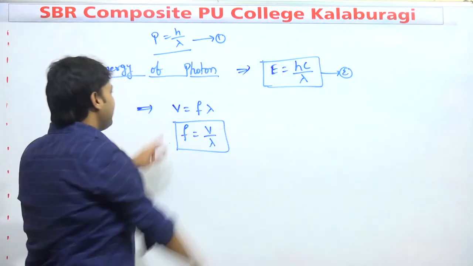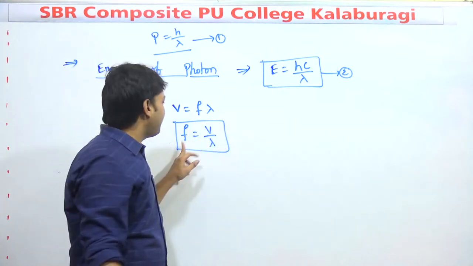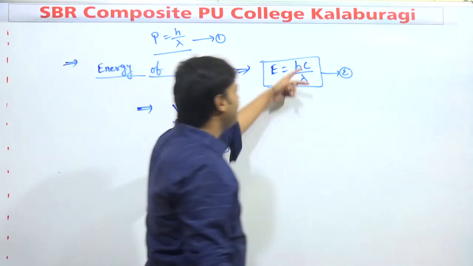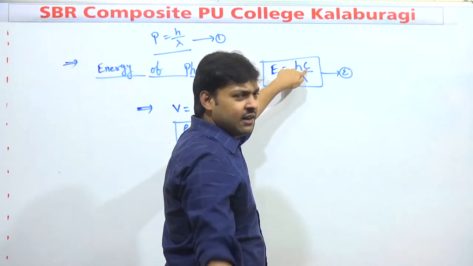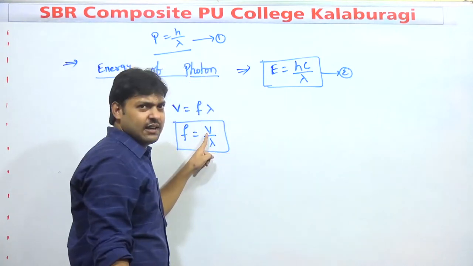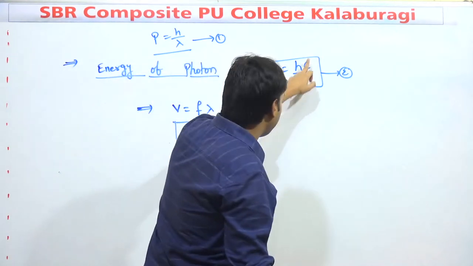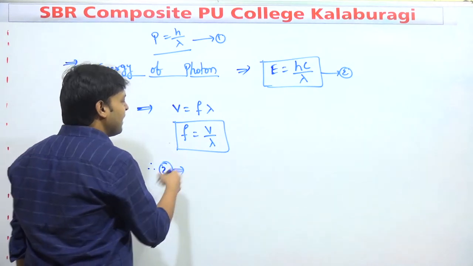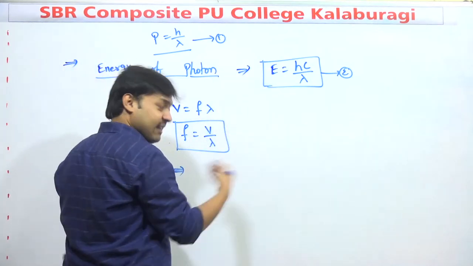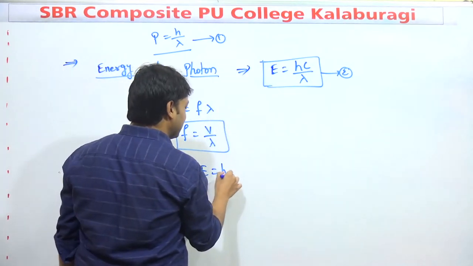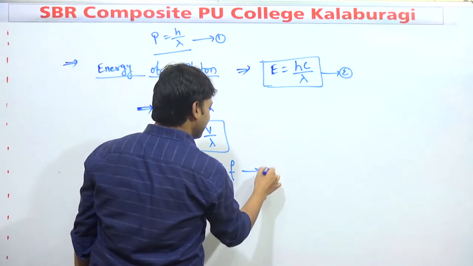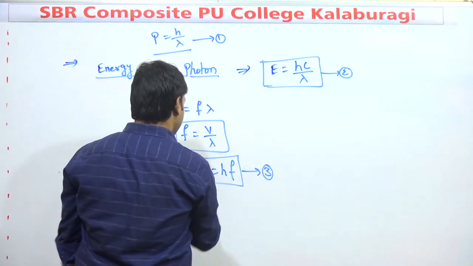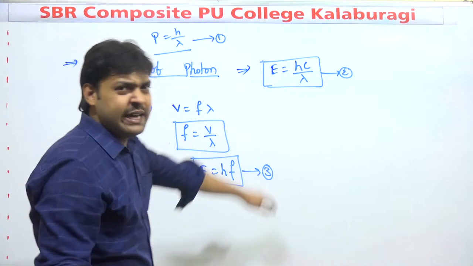Now v equals f lambda, we know that. So f equals v by lambda. So instead of this, c is what? Speed again, which is equal to v. Right? So v by lambda I can write as frequency. So therefore, the second equation we can rearrange as E equals h. So third equation. Very important. E equals hc by lambda.